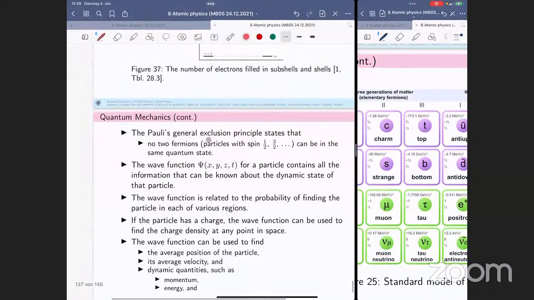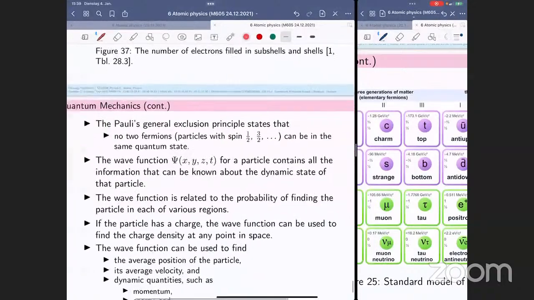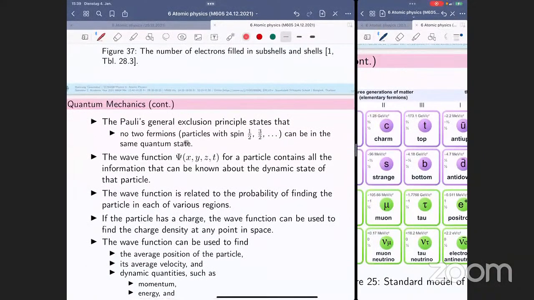The wave function, which is denoted by psi, is a function of the coordinates x, y, z, and a function of time. For a particle, it contains all the information that can be known about the dynamic state of that particle. Okay, let's introduce the wave function. Now we are going to see Schrödinger's wave equation.